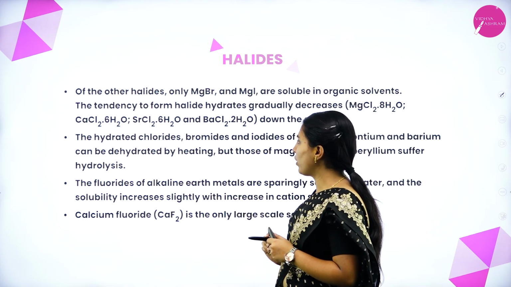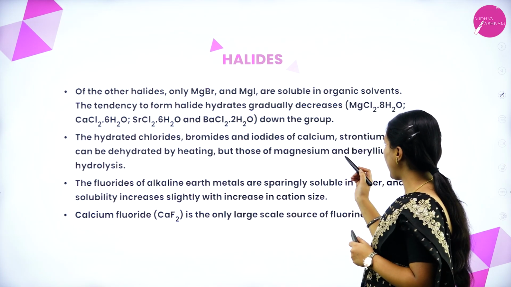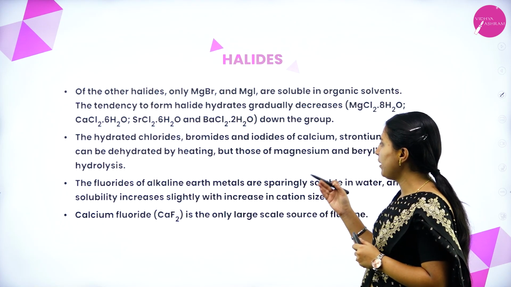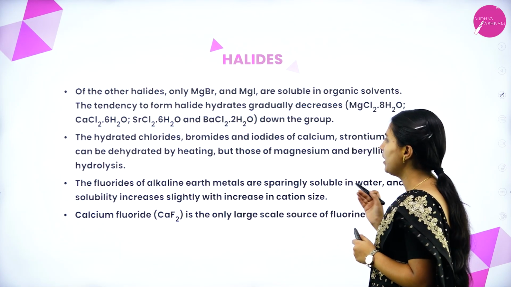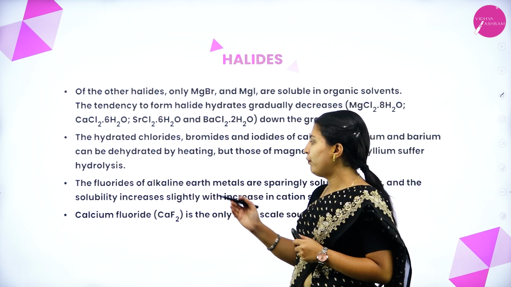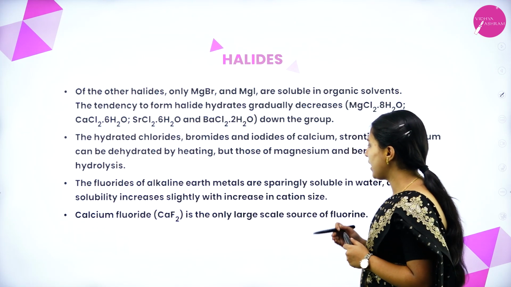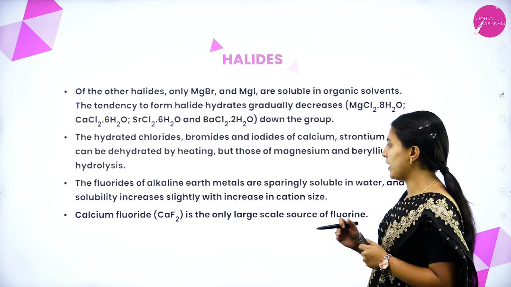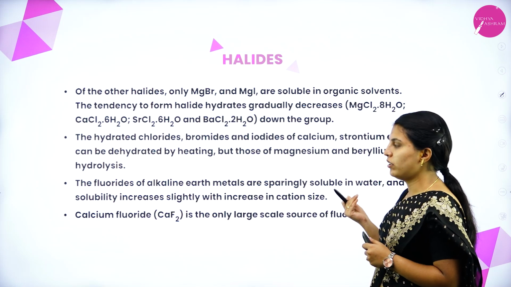The hydrated chlorides, bromides and iodides of calcium, strontium and barium can be dehydrated by heating, but those of magnesium and beryllium suffer hydrolysis. The fluorides of alkaline earth metals are sparingly soluble in water, and the solubility increases slightly with increase in cation size.